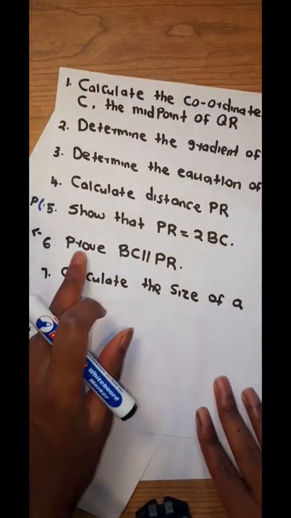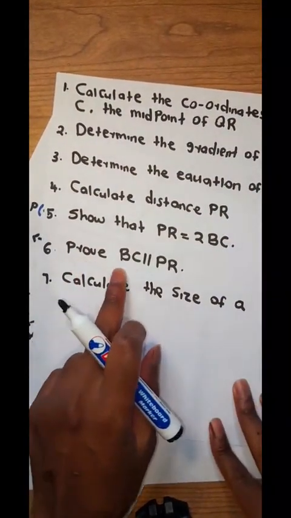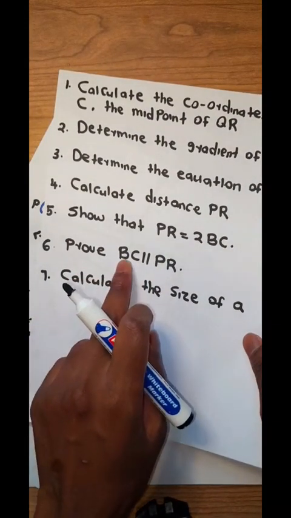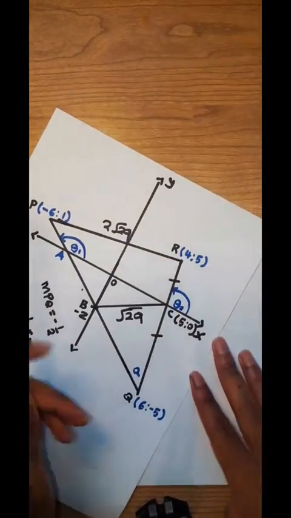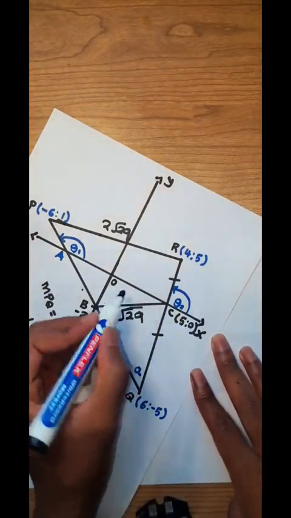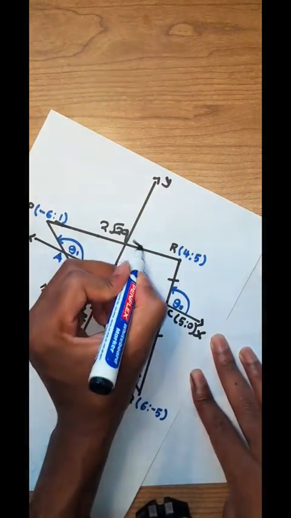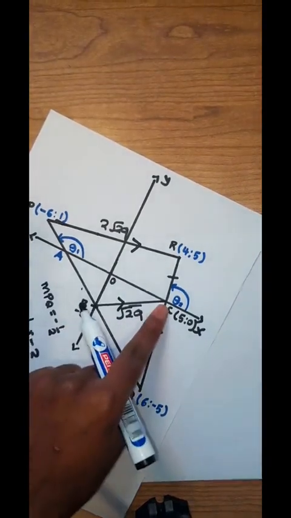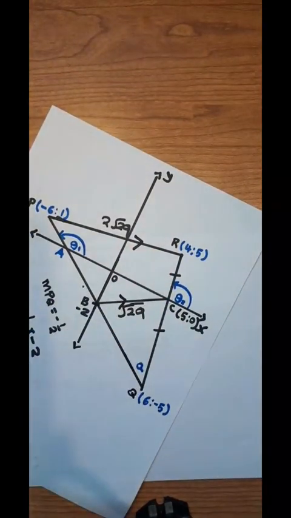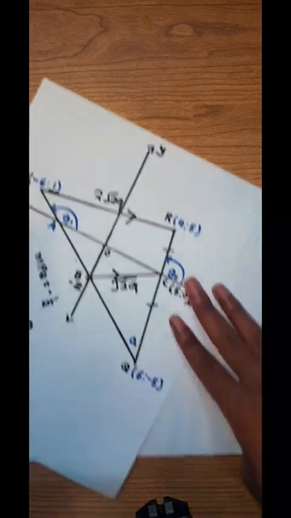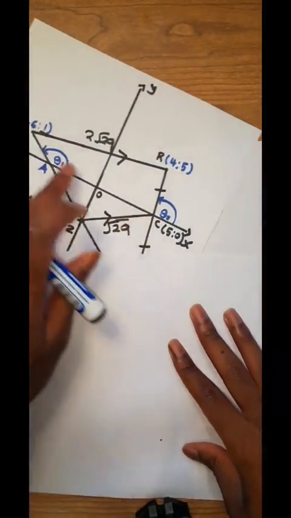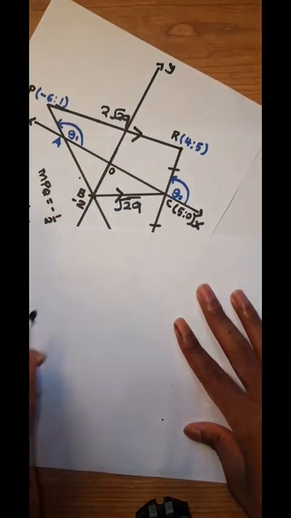They say we need to prove, not to show, to prove that BC is parallel to PR. They want us to prove that BC, right, is parallel to what? To PR. Okay. How can we prove that BC is parallel to PR? We can prove it. Oh my God, this question is so nice. I didn't notice this.